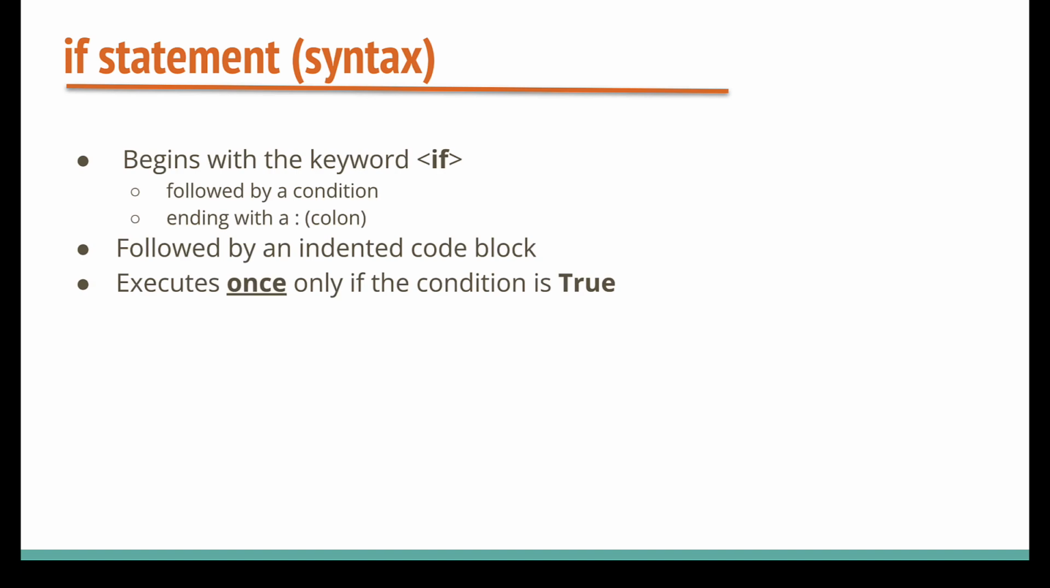So the syntax is going to be something like this. It's going to begin with the keyword if, followed by some kind of condition, and then ending with a colon. Then the next line is going to be followed by an indented block of code to identify that that is basically part of the if structure. Once it executes, it's going to execute the block only if the condition is true, and execute it once.